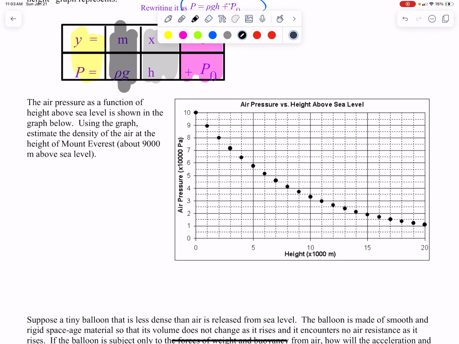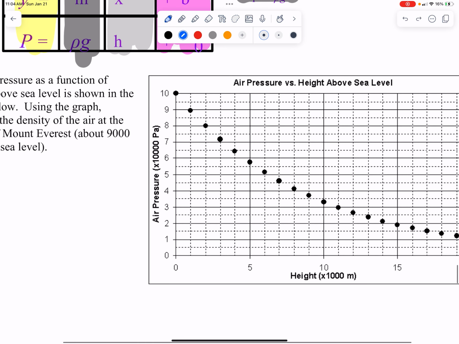Now, in this example, it says the air pressure as a function of height above sea level is shown in the graph below. Using the graph, estimate the density of air at the height of Mount Everest, which is about 8,800 meters. So we're just going to round up to 9,000 meters as a height. So I'm going to go to about 9,000 meters, which is right there. You can see that corresponds to that data point.